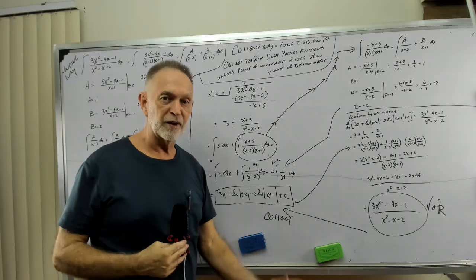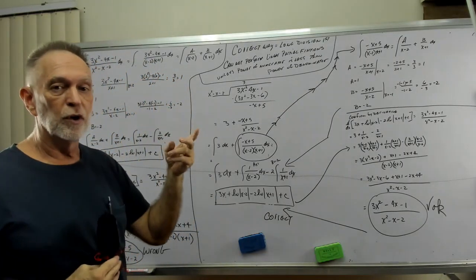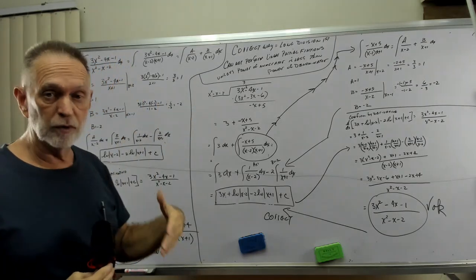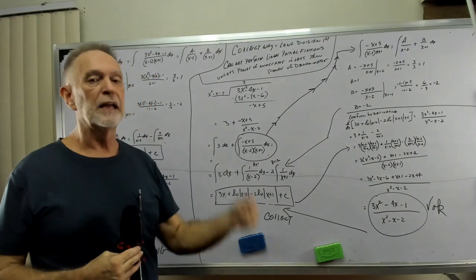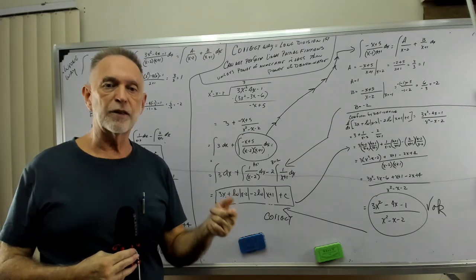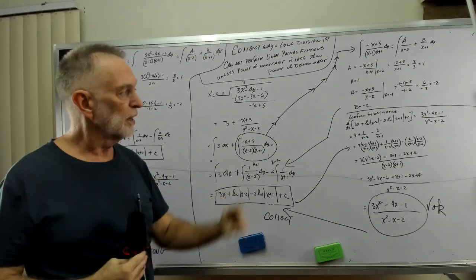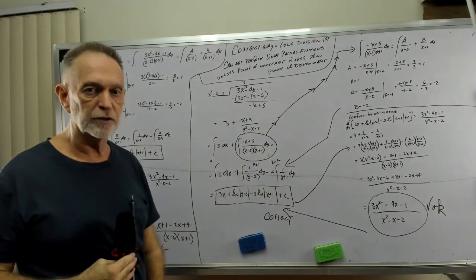Okay, this is not a very long video. I just wanted to point out that if you have a polynomial divided by a polynomial, and that's an opportunity to perform partial fractions, ensure that you perform long division to get the numerator to a lesser power than the denominator, and then go through the process of the partial fractions.